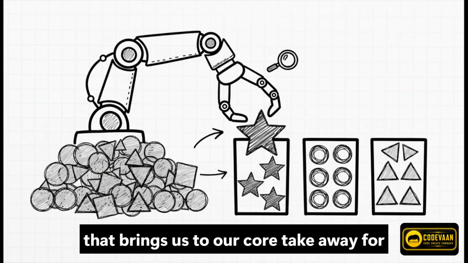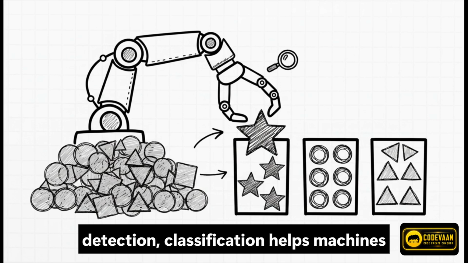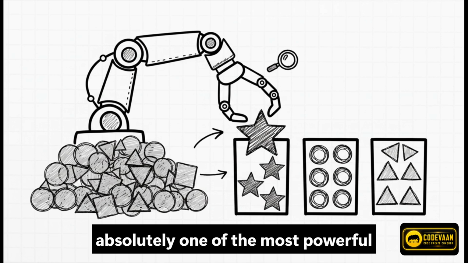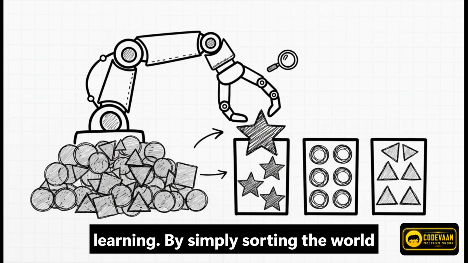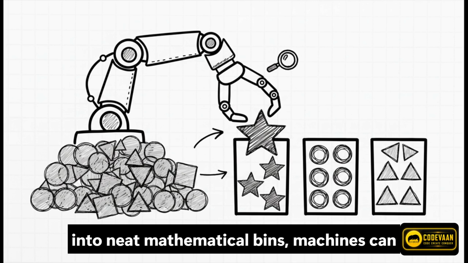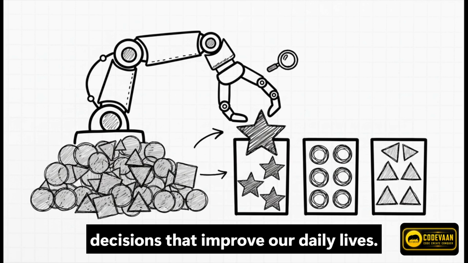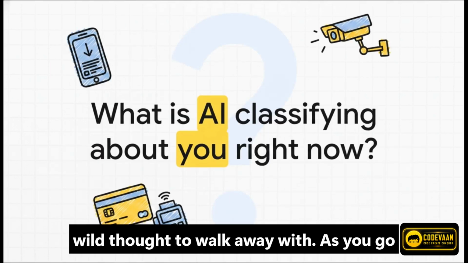And that brings us to our core takeaway for today. From spam filters to disease detection, classification helps machines make decisions by assigning labels. It's absolutely one of the most powerful foundational techniques in all of machine learning. By simply sorting the world into neat mathematical bins, machines can make incredibly complex, lightning-fast decisions that improve our daily lives. Which leaves us with one final, kind of wild thought to walk away with.